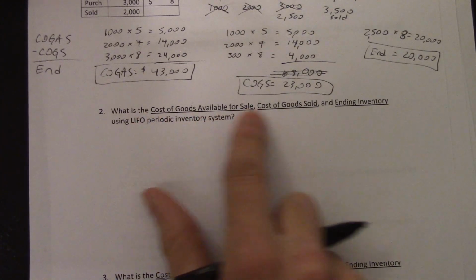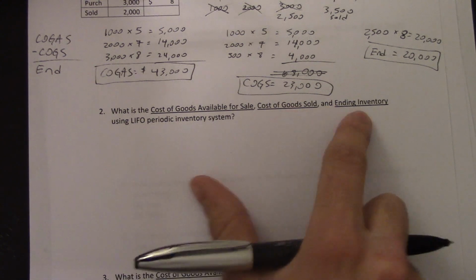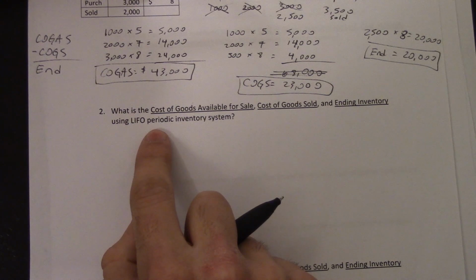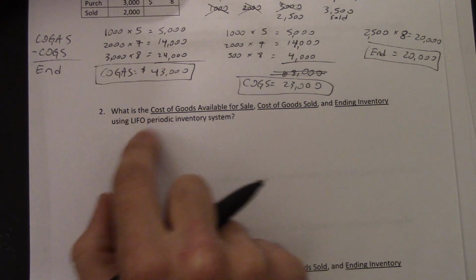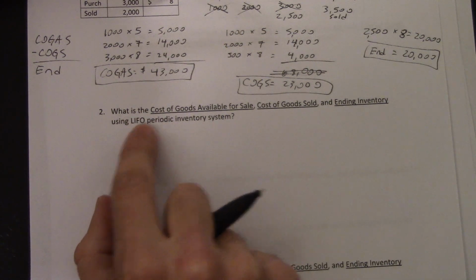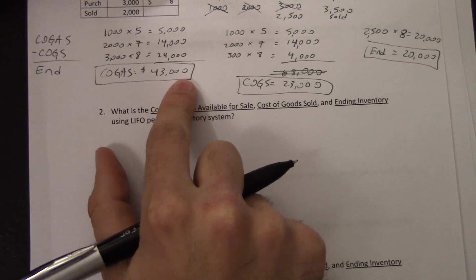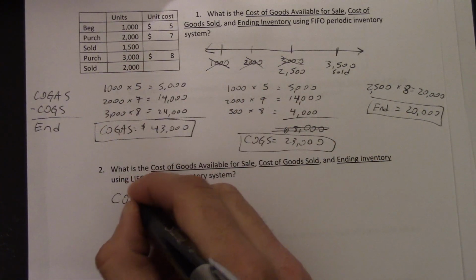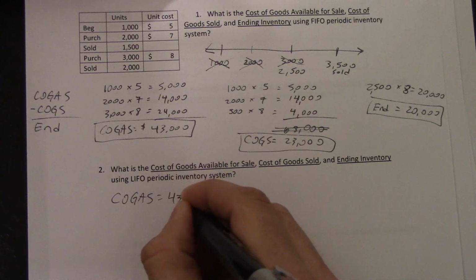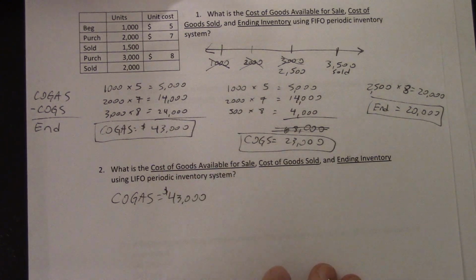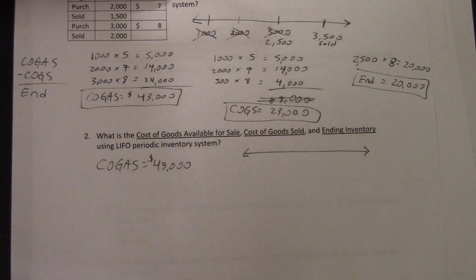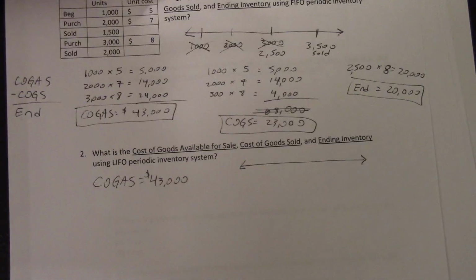Now let's figure out the cost of goods available for sale, cost of goods sold, and ending inventory using LIFO periodic. So again, a periodic inventory system, we'll save the sales for the very end, but we're going to use last in, first out. Now the cost of goods available for sale will stay the same every time if we use the same numbers. So cost of goods available for sale is still 43. And to figure out cost of goods sold and our ending inventory, it's best to make a timeline again.